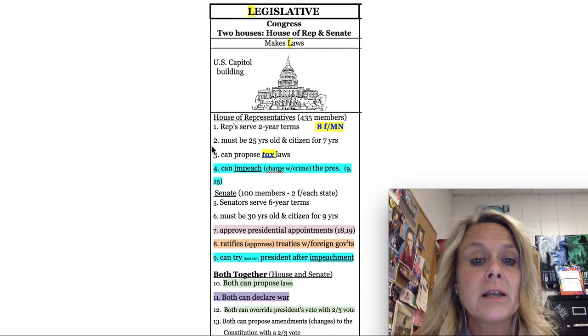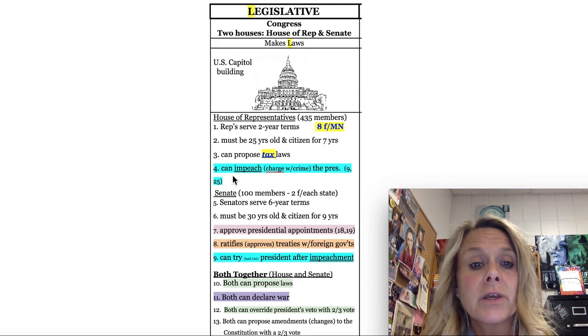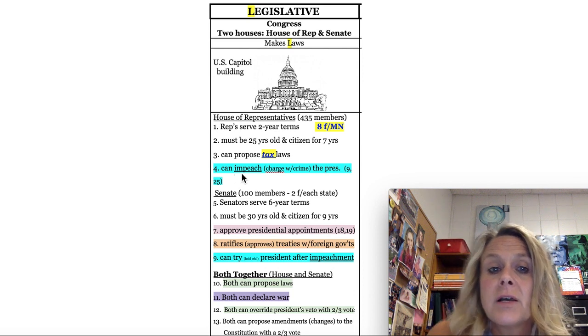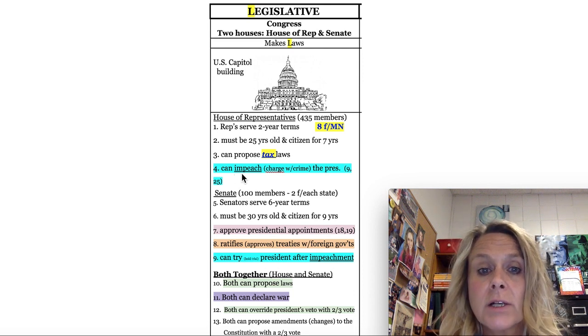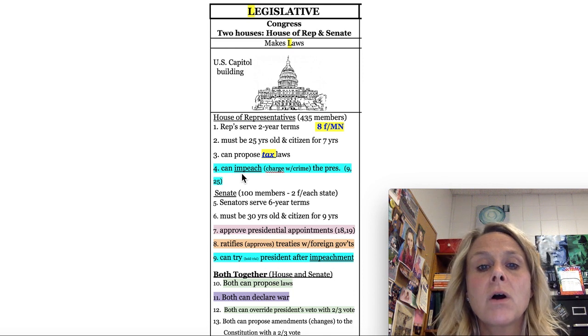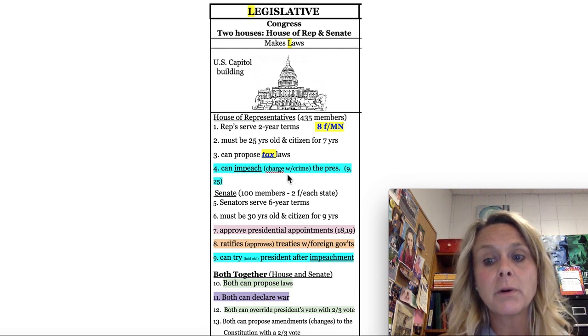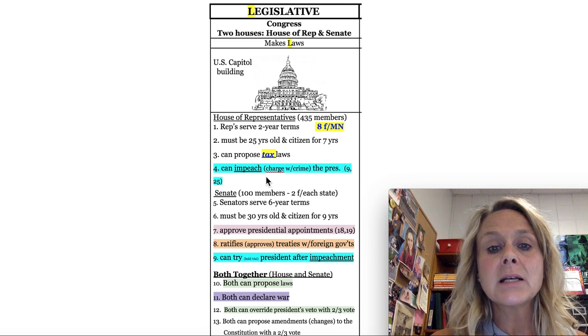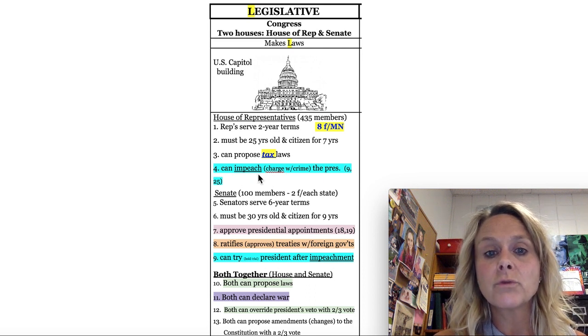These are the things that are just given to the job of the House of Representatives. Something important is if somebody thinks that the president or a judge is doing something wrong, they can charge that person or charge the president with a crime. This is part of checks and balances, but it doesn't necessarily mean that that person is removed from office.